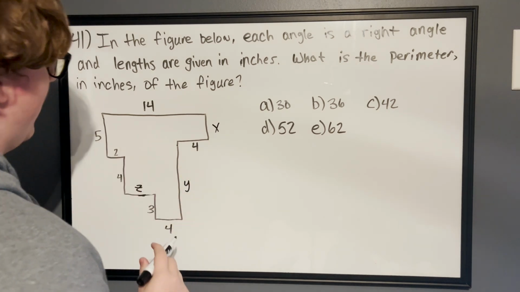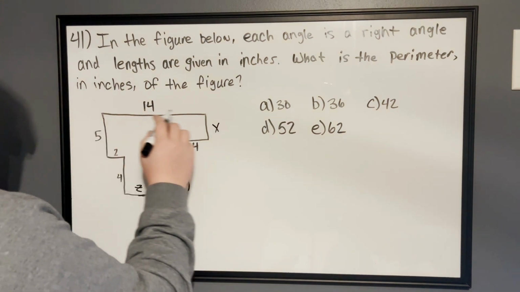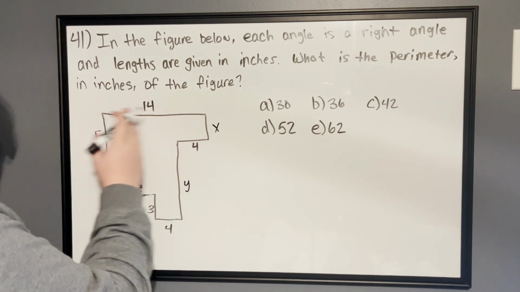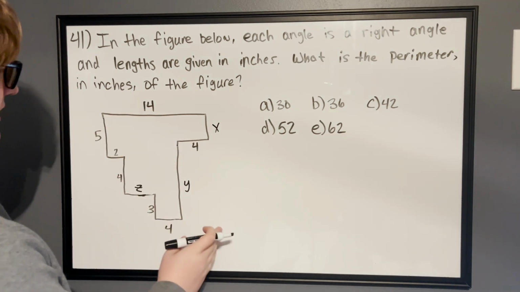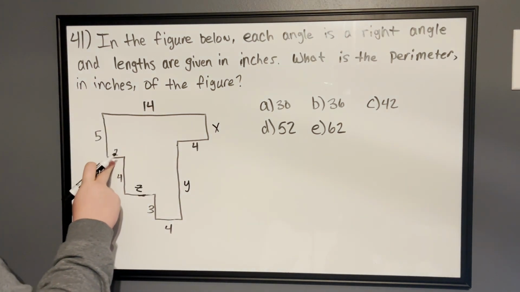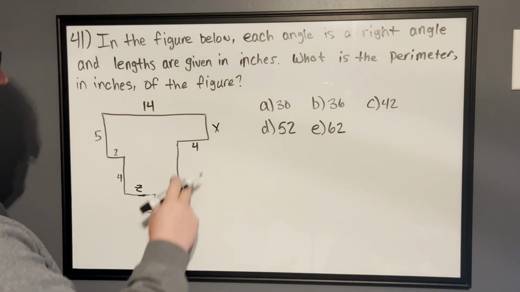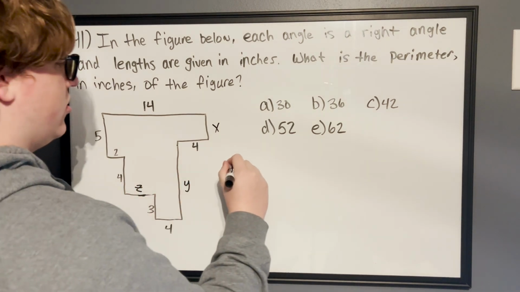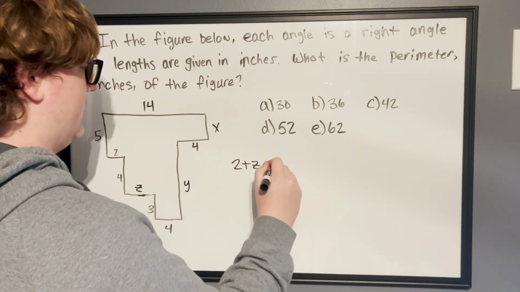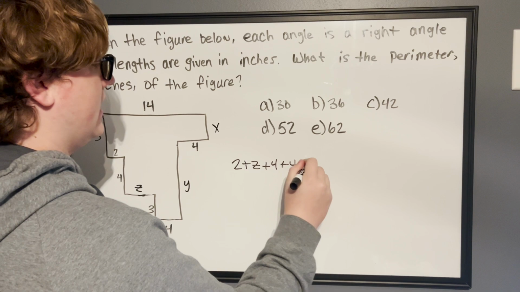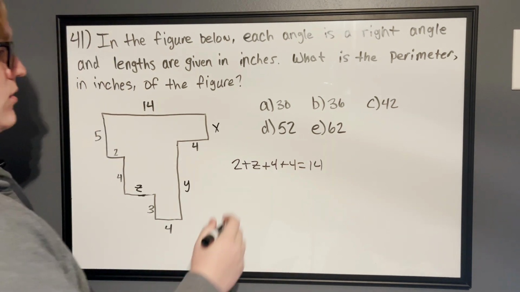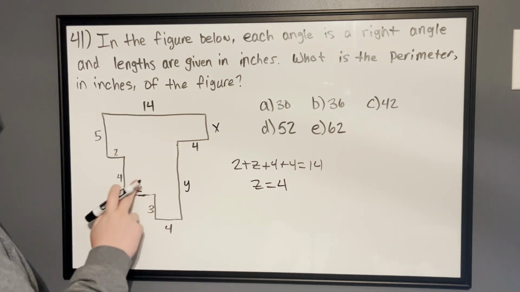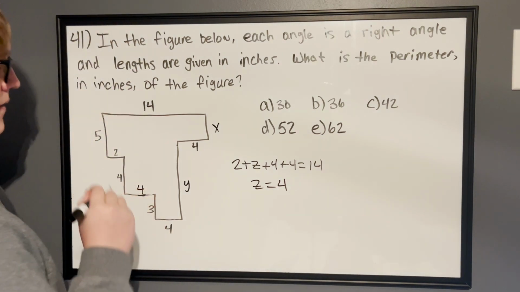So let's try to figure them out. First, we're going to use this big long distance as 14 right here. Well, we know that this distance here is the same as this distance down here. So every one of these horizontal segments will add up to 14. So that tells us that 2 plus z plus 4 plus 4 needs to equal 14. And when you solve for z, you'll end up with z equals 4. So we're going to replace this with a 4 right here.